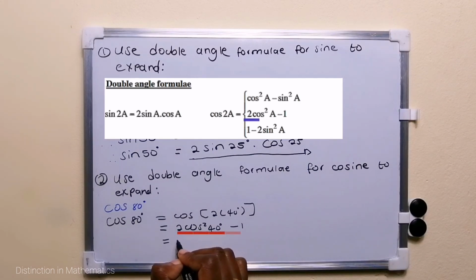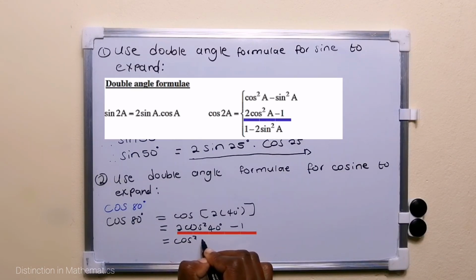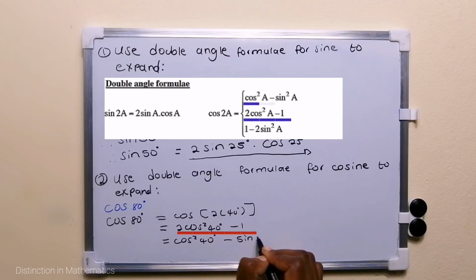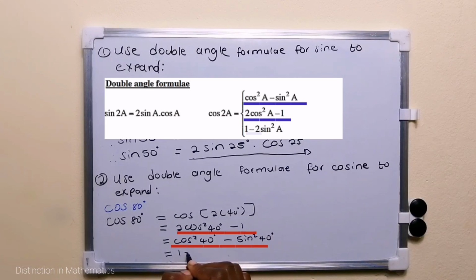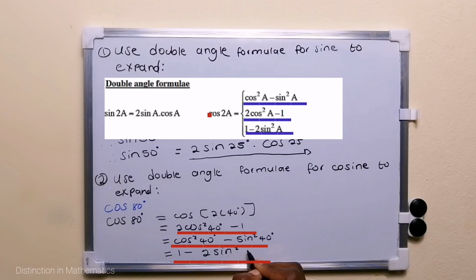So that is the first way you can expand cos 80 degrees using double angle formulae, and the second one would be cos squared 40 degrees minus sine squared 40 degrees, and the third being 1 minus 2 sine squared 40 degrees.